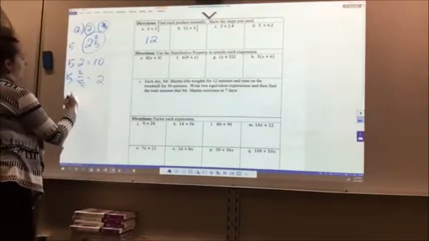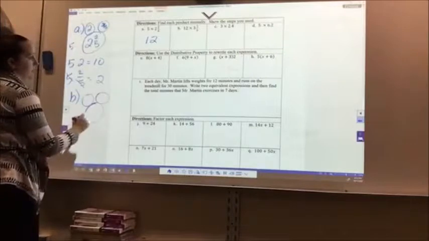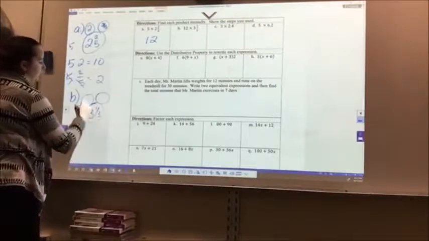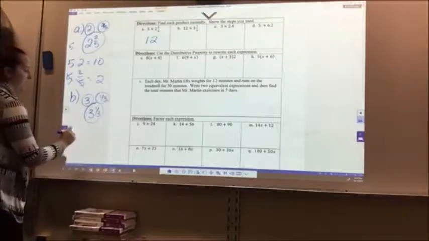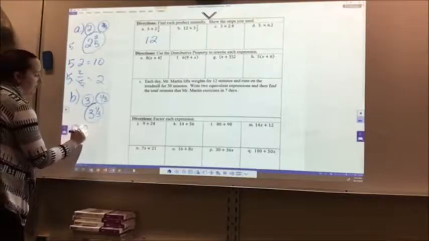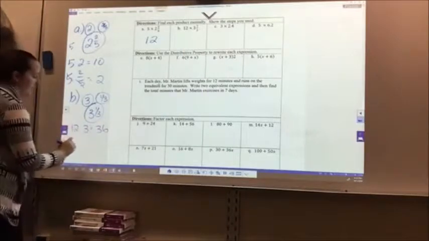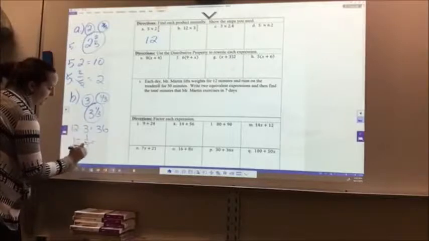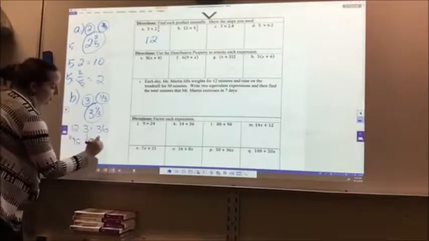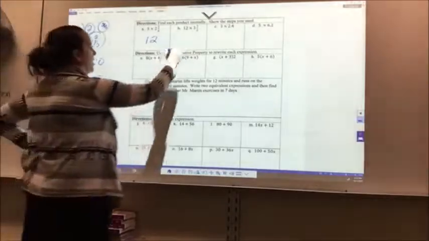For letter B, I want to go ahead and use my mouse ears again. So I have 3 and 1/3. So 3 goes here in my first ear and 1/3. 12 times 3 is 36. And then 12 times 1/3 is 4. 36 plus 4 gives me 40.